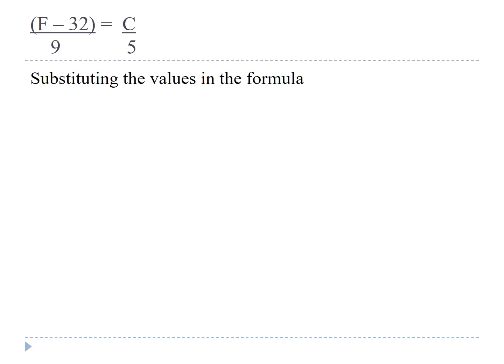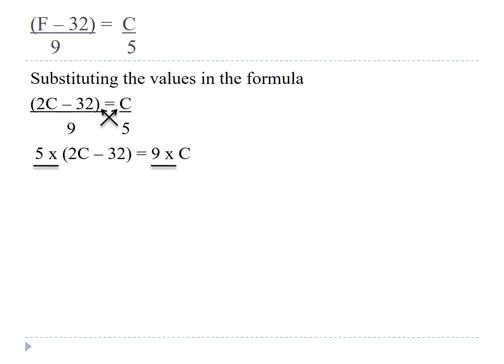Okay, so let's substitute it. So you have (2C minus 32) divided by 9 is equal to C upon 5. Now how are you going to solve this? You will cross multiply. So 5 will go in the numerator on the left hand side and 9 will go into the numerator on the right hand side. So 5 into (2C minus 32) is equal to 9 into C.